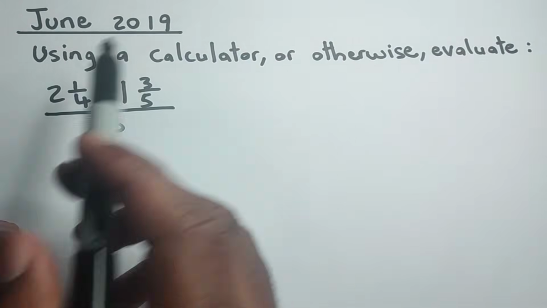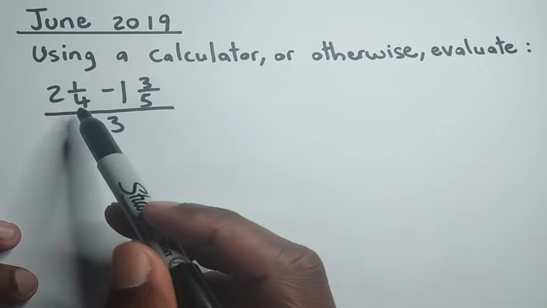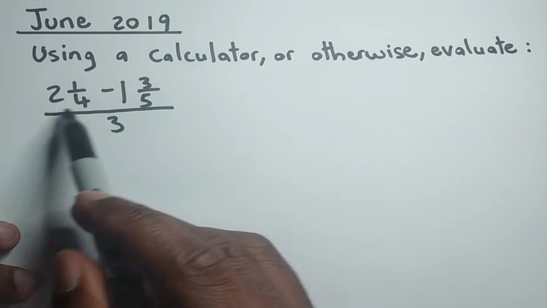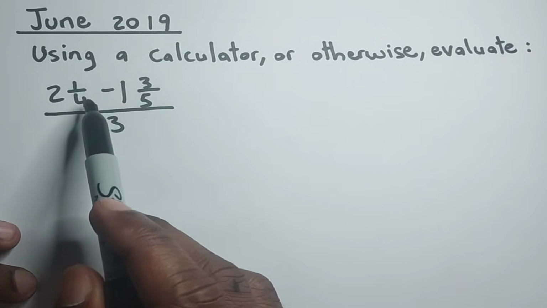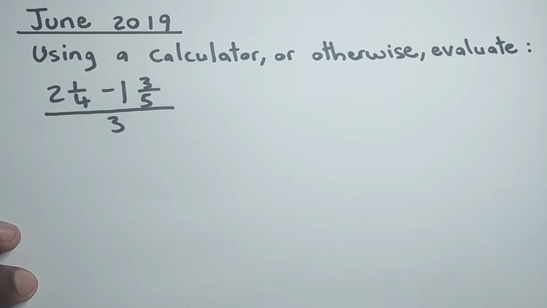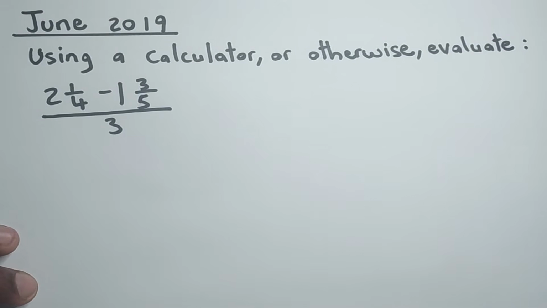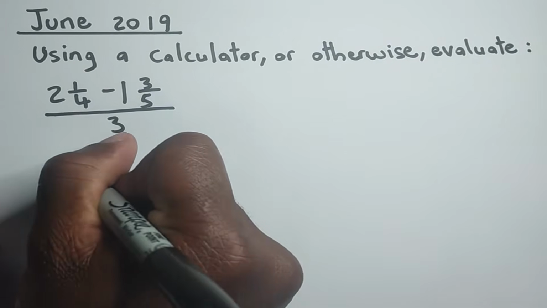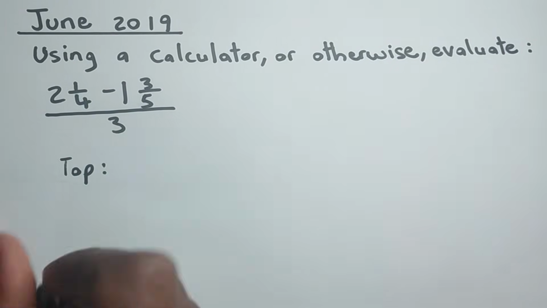Now here we have June 2019. Alright, and this asks us to use a calculator or otherwise to evaluate this thing right here, which is 2 and 1 over 4 minus 1 and 3 over 5, all over 3. Alright, now how can we go about doing this thing? Again, as I mentioned before, we can separate the numerator from the denominator. That makes life so much easier for us. Alright, so we can separate the top from the bottom.